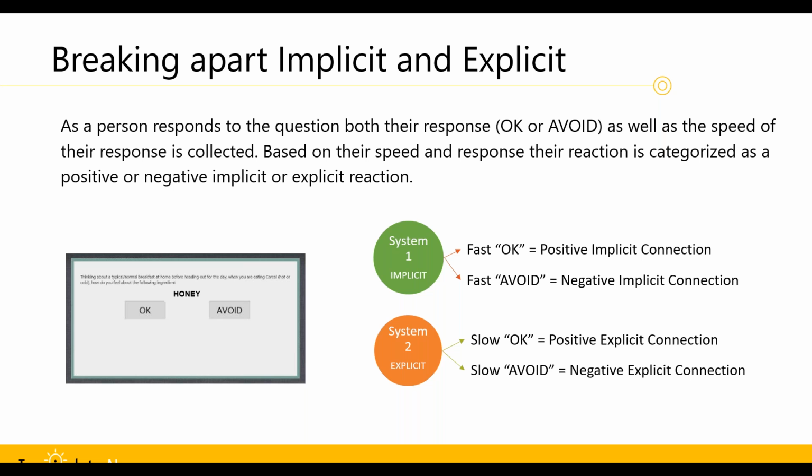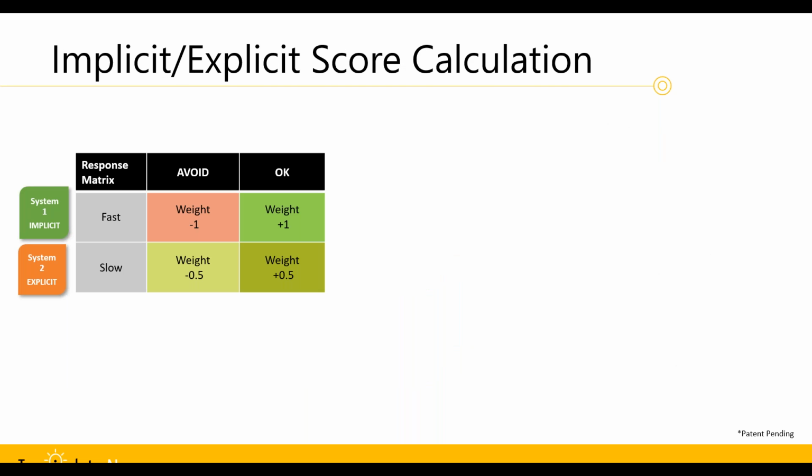All right? So the same thing: system 1 breaks apart into 4 categories, system 2 breaks apart into 2 categories, for a total of 4 categories. If we put these into a grid, we can give them weighted values. A fast response, whether it's positive or negative, should get a higher weighting or a higher value than a slow response.